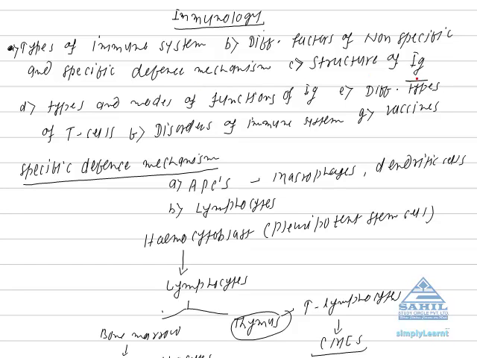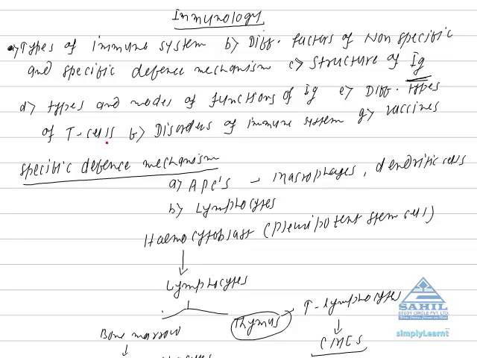We should give special emphasis on the structure of immunoglobulin. Ig is the short form of immunoglobulin. It resembles the Y of the English alphabet. Different types and mode of functions of immunoglobulin. You must know immunoglobulins are of 5 types, starting from IgG to IgE.